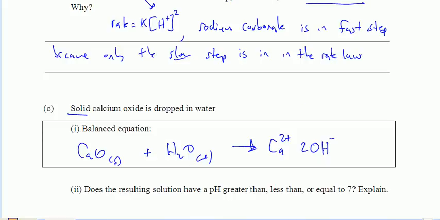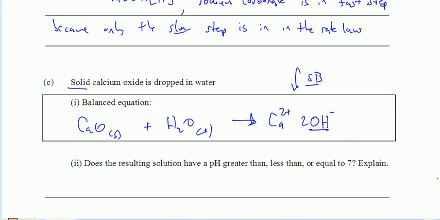Now this is a strong base, so it's going to be separated in water. There it is. We do produce OH, so it's a basic solution. pH will be greater than 7. OH minus means it is basic.